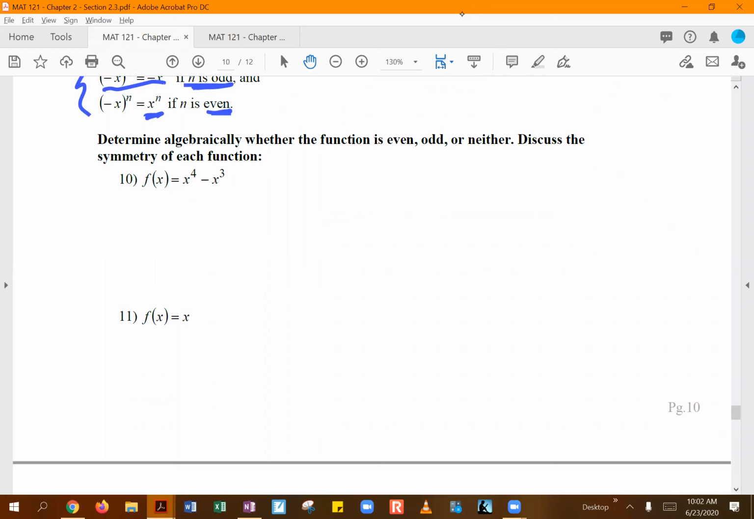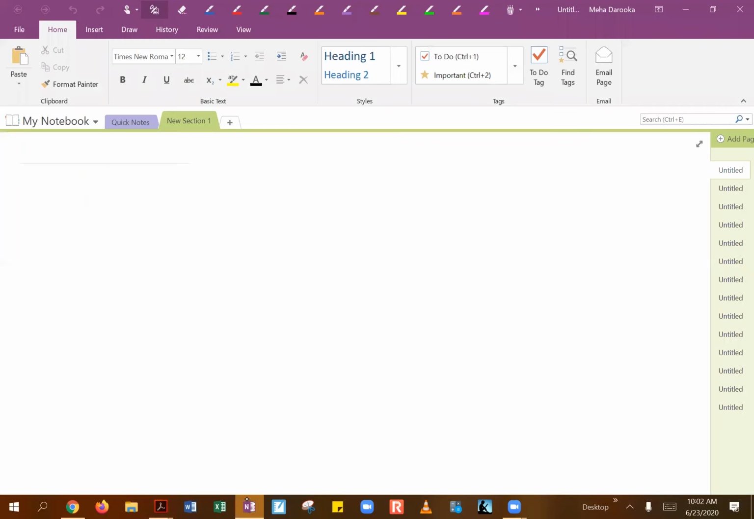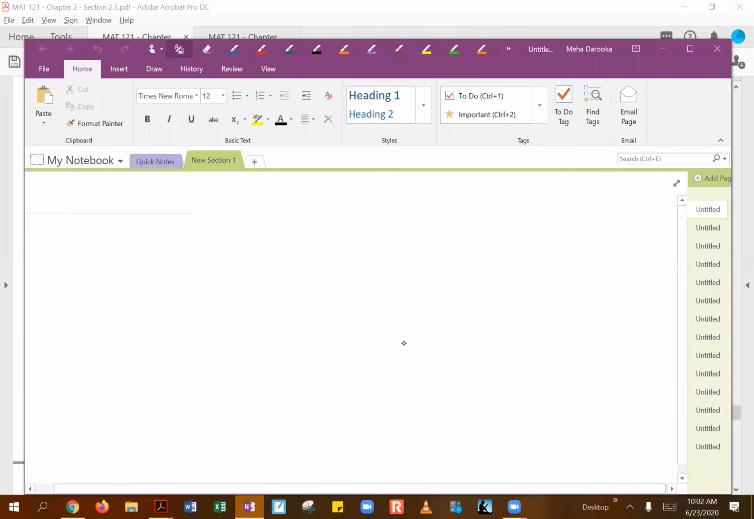So as you can see here, they're asking us to basically just use this idea and determine algebraically if we have an odd function, an even function, or if it's neither one of them, and what kind of symmetry our function has. So what you have to do is take this function and replace your x with a negative x. I might not have enough space here, so I'll show it to you over here.